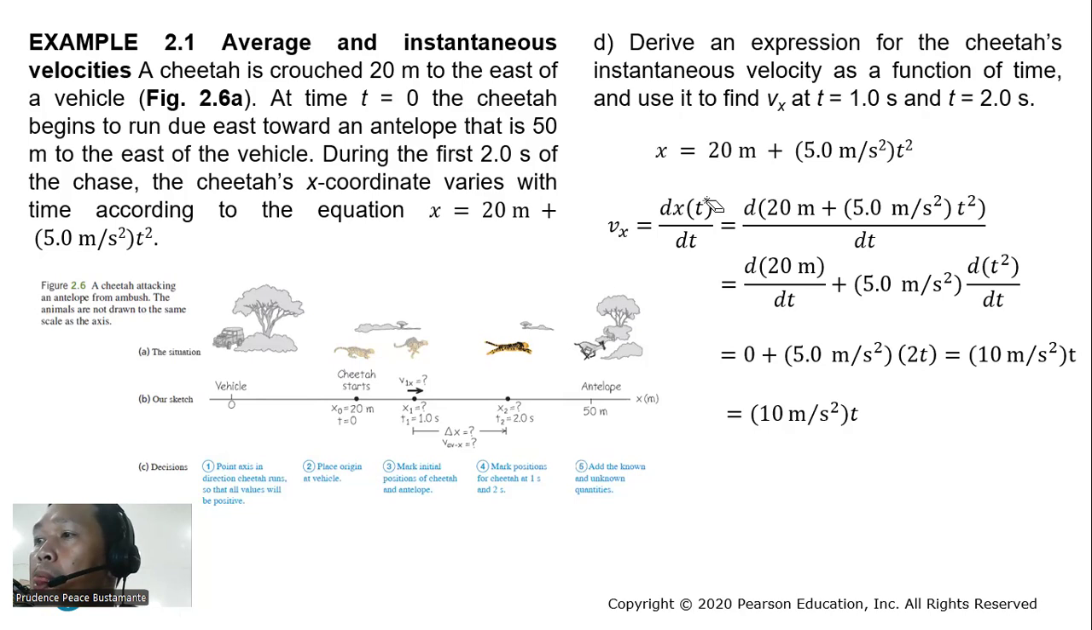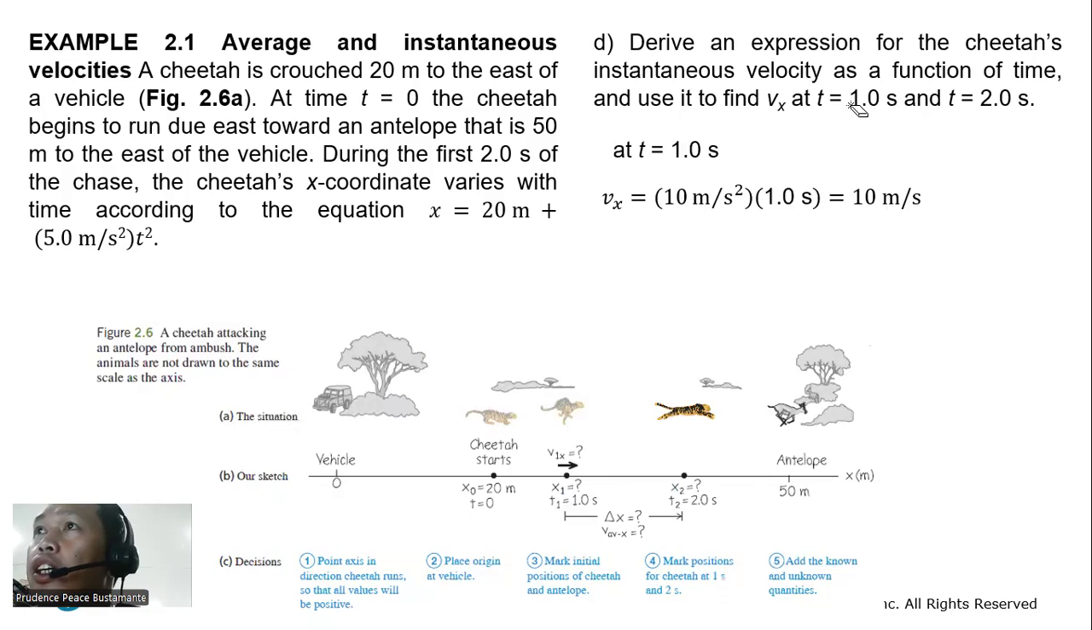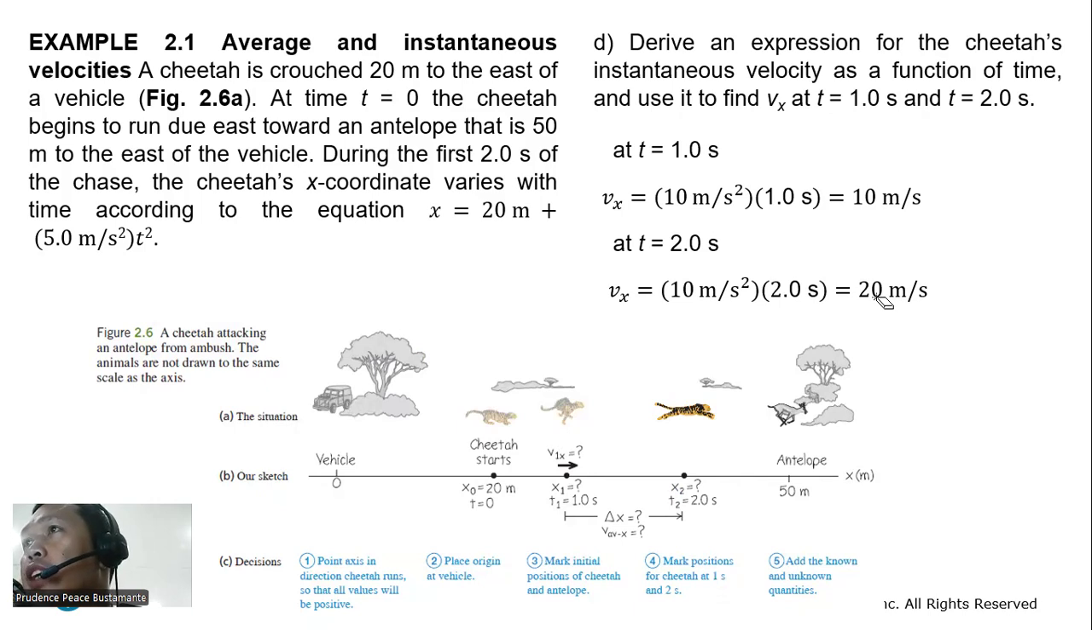So this is the instantaneous velocity as a function of time. If you use it to find Vx at 1.0 second and 2.0 seconds, our Vx at t equal to 1.0 second is 10 meters per second here. His instantaneous velocity at this point is 10 meters per second. At this point, his velocity increased. It became 20 meters per second. So those are the concepts of average and instantaneous velocities.